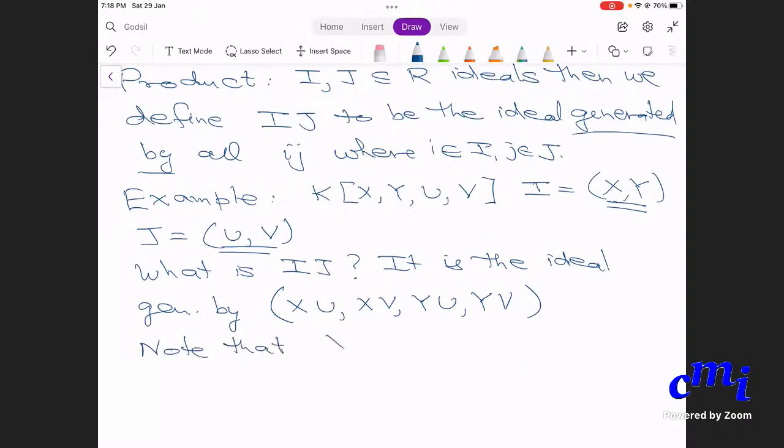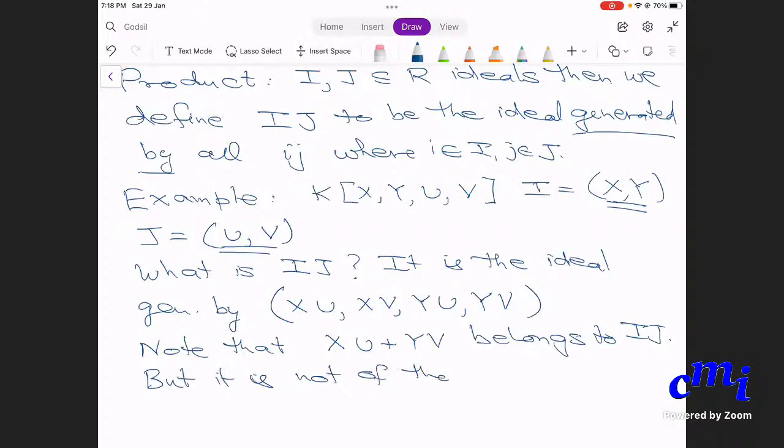Note, what I want you to note is that the element xu plus yv belongs to this ideal, because xu belongs there, yv belongs there. So the sum of those two will certainly belong to IJ. But it is not of the form ij, where i is in I and j is in J.